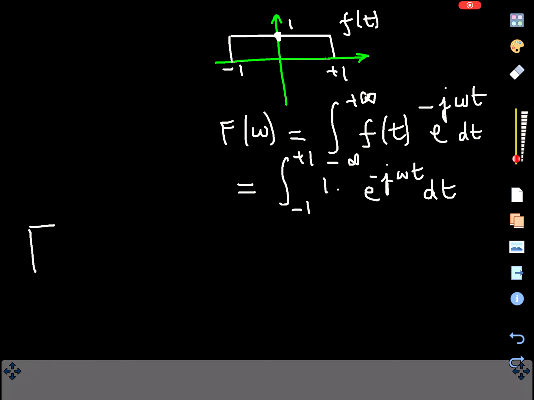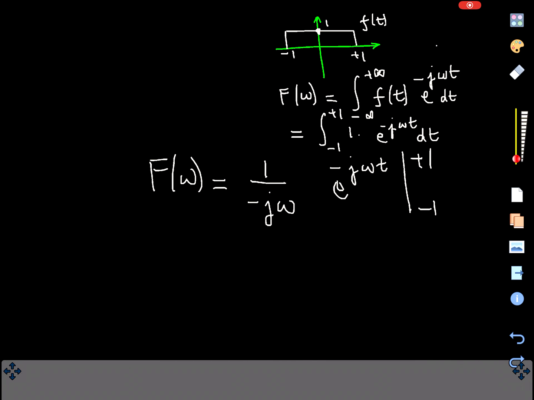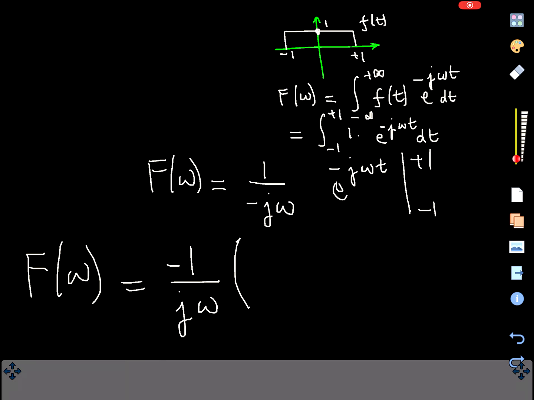Direct calculation of this Fourier transform will be 1 over minus j omega, exponential minus j omega t evaluated at +1 and -1. And this will give F(omega) equal to minus 1 over j omega, times exponential minus j omega minus exponential plus j omega.